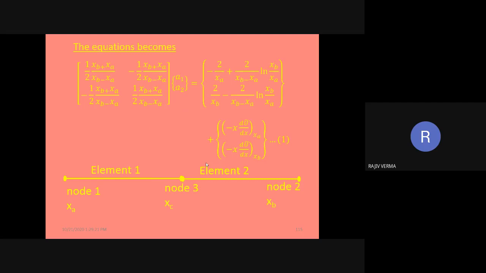Which means that now we are going to have two equations for element number 1, two equations for element number 2. So, in total we have four equations. And then as a next step, the four equations are going to be clubbed.